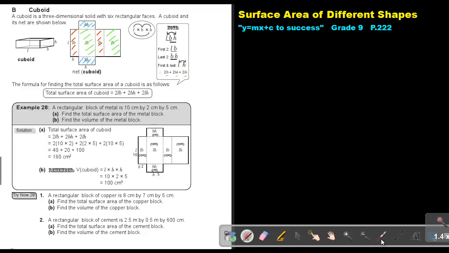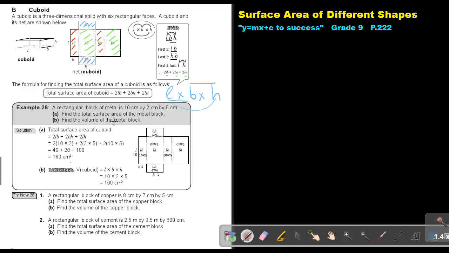Okay, let's look at an example. A rectangular block of metal is 10 by 2 by 5. Find the total surface area of the block. Now, the total surface area, remember, it's length times breadth times height. So take the first two, length times breadth. Take the last two, breadth times height. Take the first and the last, length times height. And then just do your substitution. And then calculate, and this is your final answer.